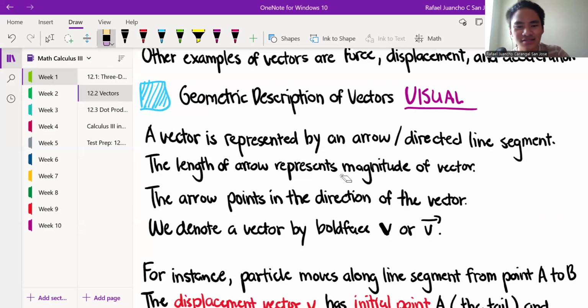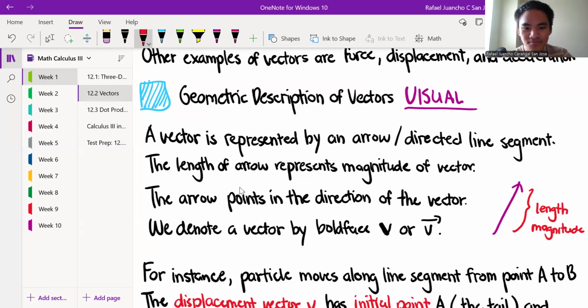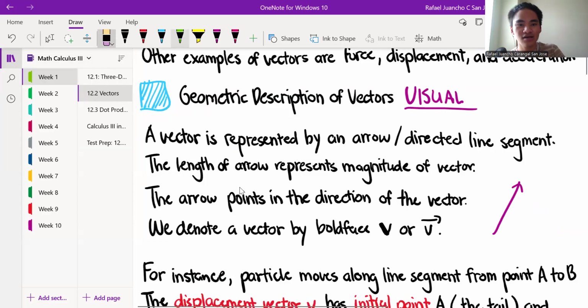Okay. The length of the arrow represents its magnitude. So let's say there's a vector. The length of this arrow is basically its magnitude. Yeah, that makes sense. And the arrow points in the direction of the vector. So that arrow over there, this thing is the direction. I don't know where this is pointing to. Like northeast, maybe? But that's the direction.